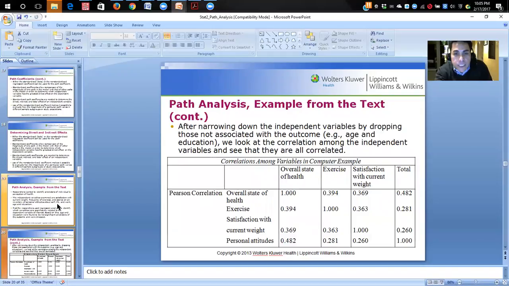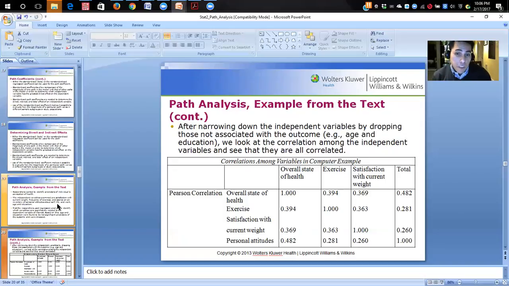So this is the output. The first output in path analysis is correlations. It gives you the idea again that when we did the exploratory factor analysis, the first output of exploratory factor analysis is actually the correlation matrix. So here you see these commonalities in path analysis. It uses the correlation coefficients, and you can see right away overall state of health with overall state of health is a one-to-one perfect correlation, because that's the way it is.